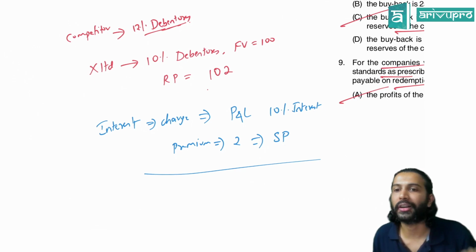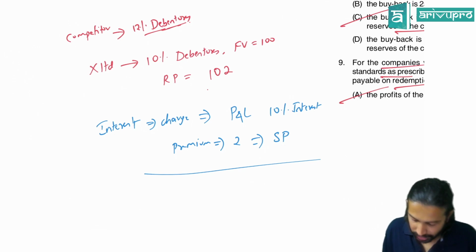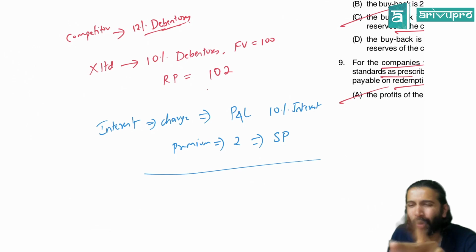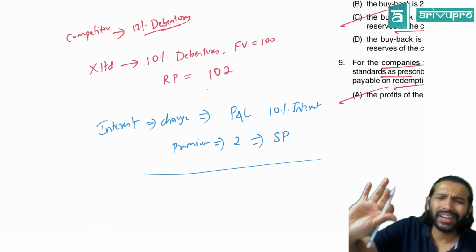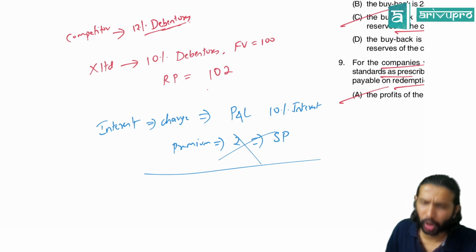This way, what happened? Profit manipulation started happening. Companies are showing less expense in P&L. The redemption premium they are able to set off against securities premium. So window dressing started happening. So Ind AS said, nothing doing. All this I will not allow.